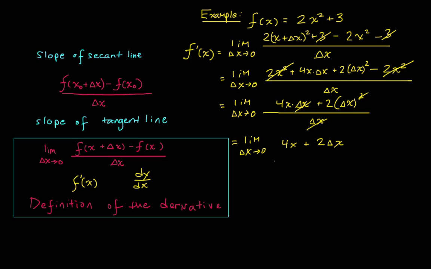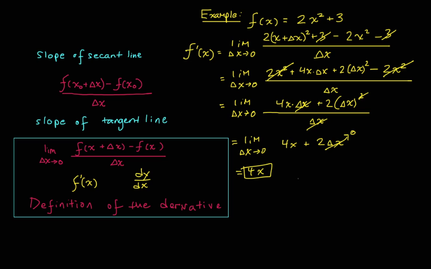And now we can evaluate the limit. And we don't have any problem because there's no delta x in the denominator. So this delta x will go to 0, and all that we have left is 4x. So this tells us basically instructions for finding the slope of a tangent line at any point on the curve.